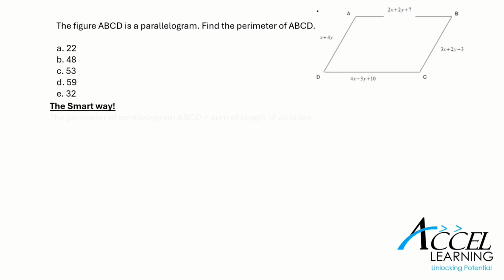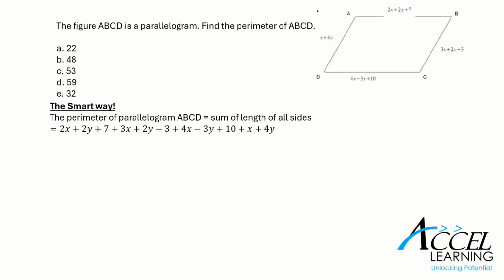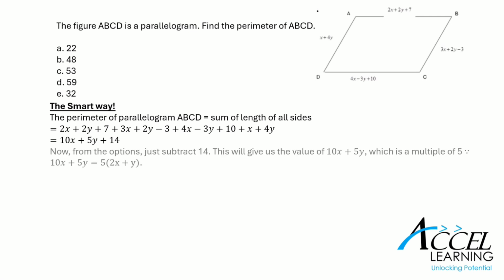Here's the smart way. The perimeter of parallelogram ABCD is equal to the sum of length of all sides, which is 2x plus 2y plus 7 plus 3x plus 2y minus 3 plus 4x minus 3y plus 10 plus x plus 4y, which is equal to 10x plus 5y plus 14. Now, from the options, just subtract 14.